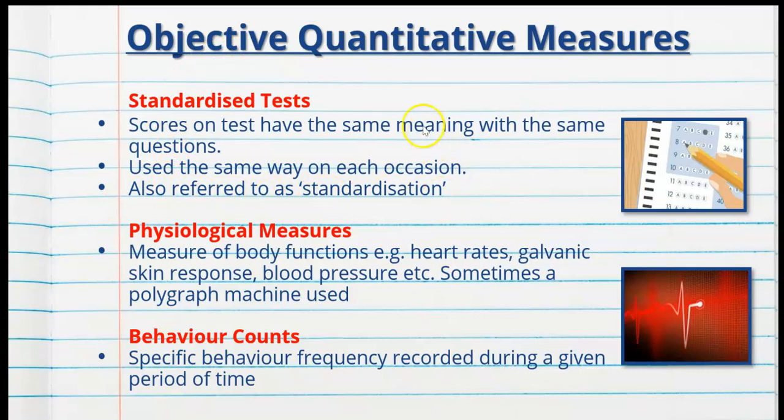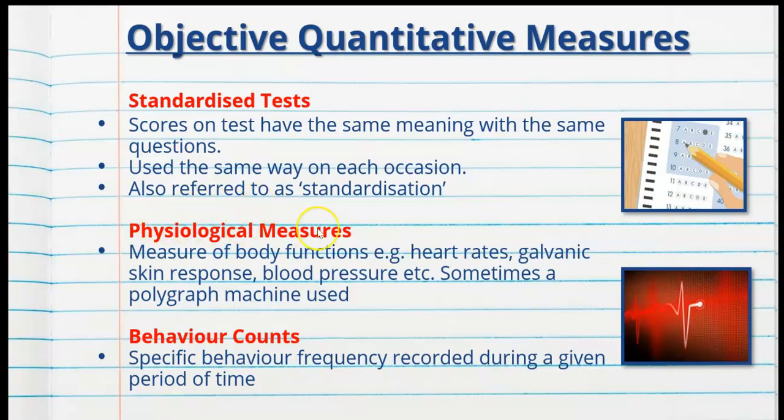This lends itself to the tests that you've done over the years at school: maths tests, psychology tests, physics tests, science tests. They're used the same way with the same questions, and are used the same way on each occasion. This is standardization by using standardized tests. There are other examples of standardized tests as well, like IQ tests and NAPLAN. When we apply this to psychology, we may give our participants a standardized test that may be measuring their knowledge and understanding of a particular topic, for example.